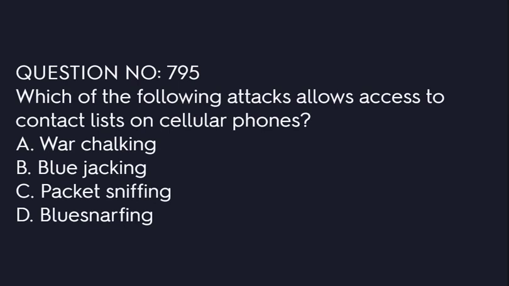Question number 795. Which of the following attacks allows access to contact lists on cellular phones? A. War chalking. B. Bluejacking. C. Packet sniffing. D. Bluesnarfing. D.